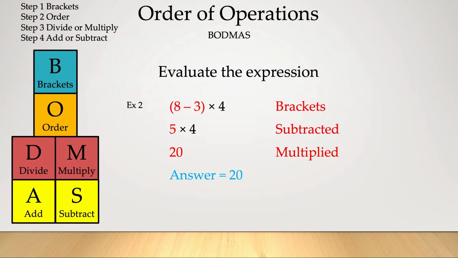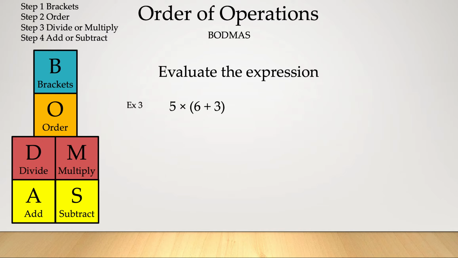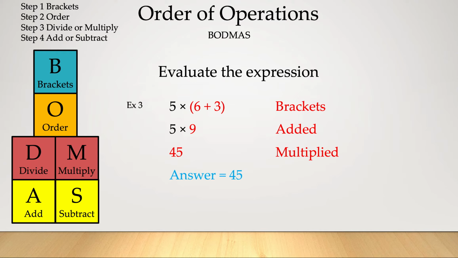Let's take a look at example 3. 5 times 6 plus 3 in brackets. Once again, we've highlighted those because they are in brackets, and we're going to focus on those two numbers and add them together to get 9. The next step is 5 times 9, because there's nothing else, which is 45, and that is your answer.